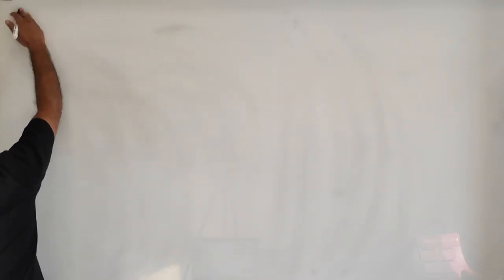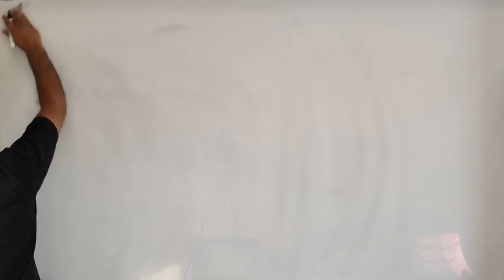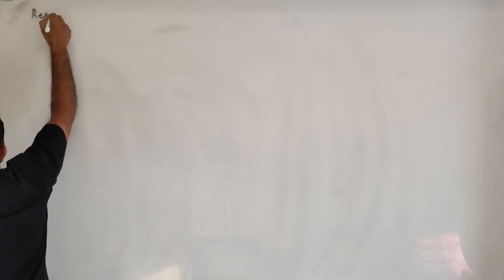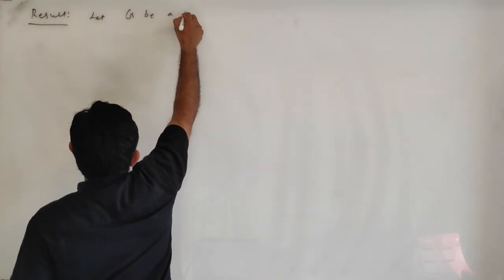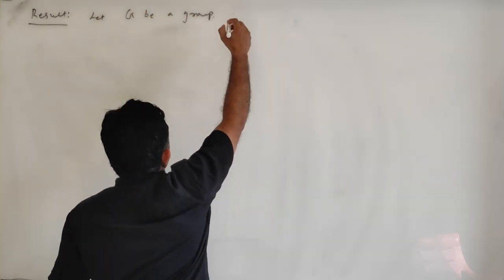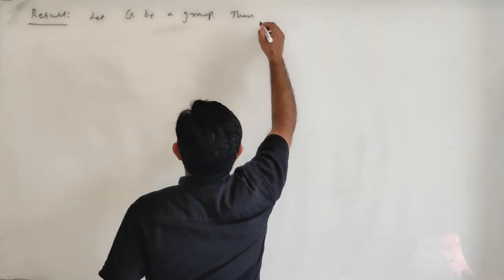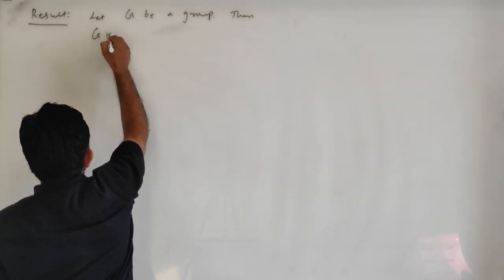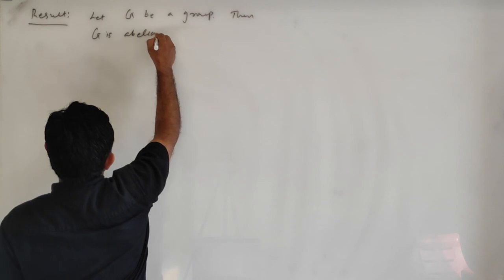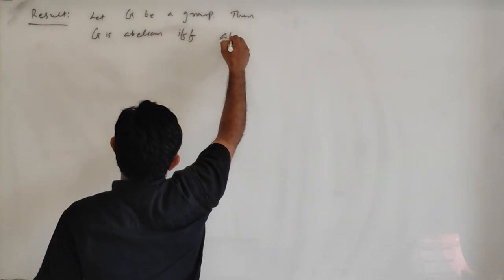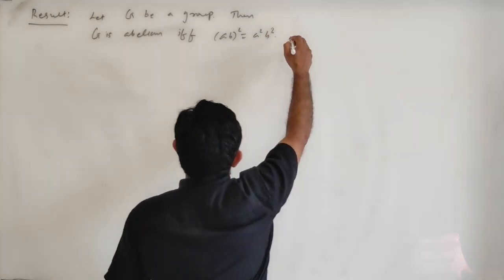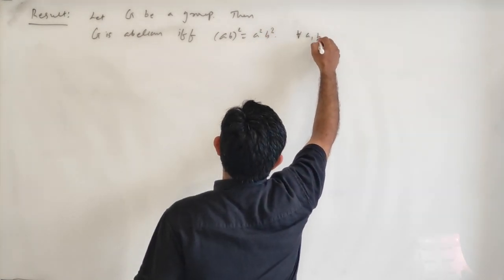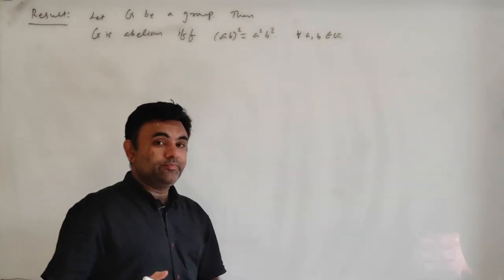Let me write, instead of example, a result. Let G be a group, then G is abelian if and only if (AB) squared is equal to A squared B squared for all A, B belonging to G.